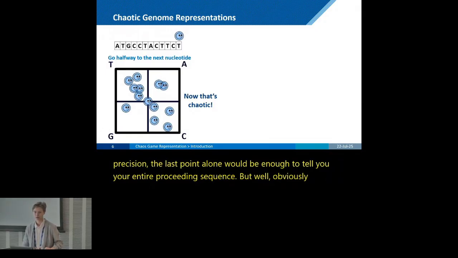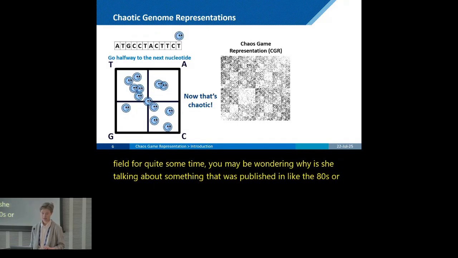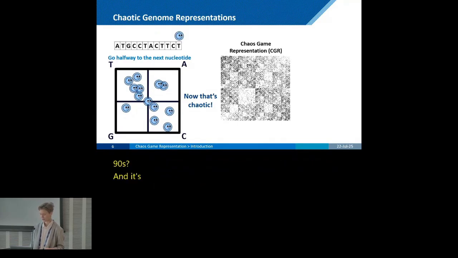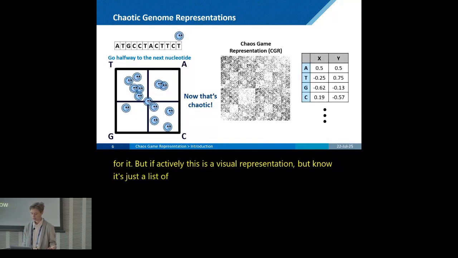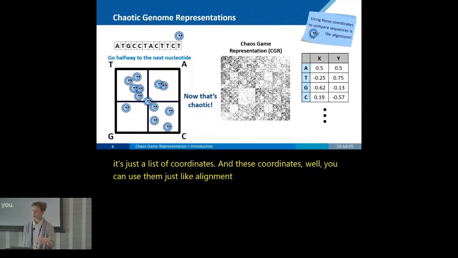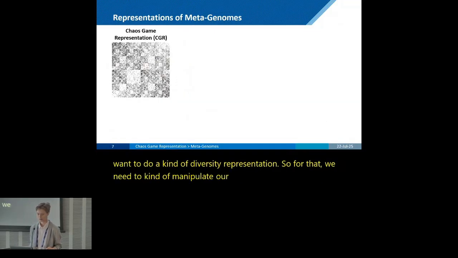For those of you who have been in the field for quite some time, you may be wondering, why is she talking about something that was published in like the 80s or 90s? And it's really interesting, and there's a lot of new applications for it. But effectively, this is a visual representation, but it's just a list of coordinates. And these coordinates, well, you can use them just like alignment. Yeah, but so I told you I want to do a kind of diversity representation. So for that, we need to manipulate our chaos game representations just a little bit.